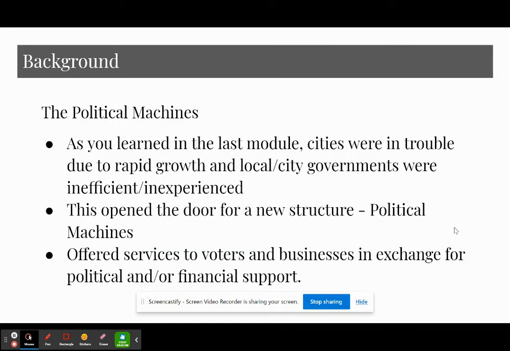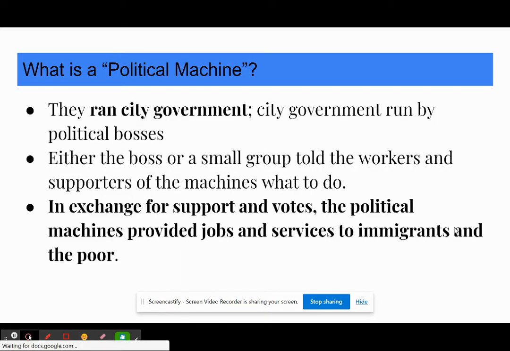All right, so background. Political machines. So as you learned in the last module, cities were in terrible shape due to rapid growth, and local and city governments were inefficient or inexperienced. We have never had this kind of growth of cities. So anticipating the problems and how to deal with the problems didn't come quickly. So this opened the door for a new structure, which were political machines. They offered services to voters and businesses in exchange for political or financial support.